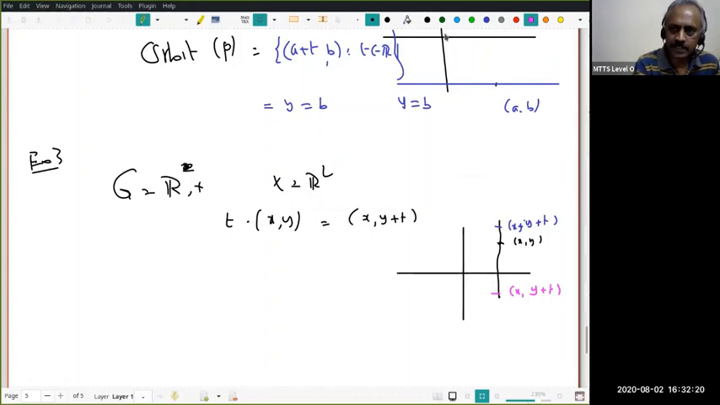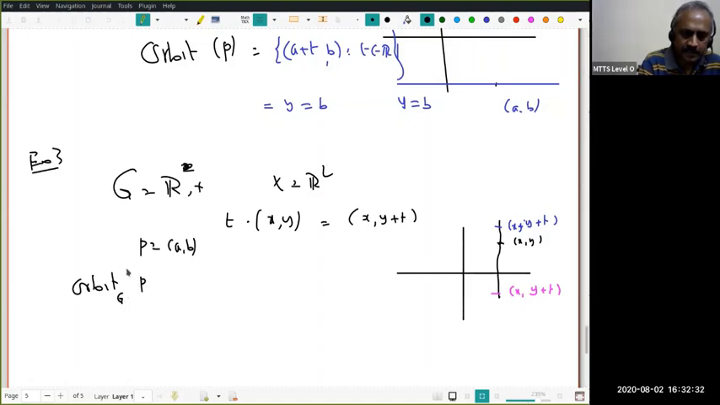Now I'm sure all of you can guess what the orbit is. The orbit of the point, let us say P equal to A comma B, under this action. This is a different action. You see that? Now the orbits are vertical lines parallel to the y-axis. In the earlier case, the orbits are horizontal lines parallel to the x-axis. Now what is the orbit? Quick. Can you describe that? It is x equal to A. This is a vertical line, x equal to A.